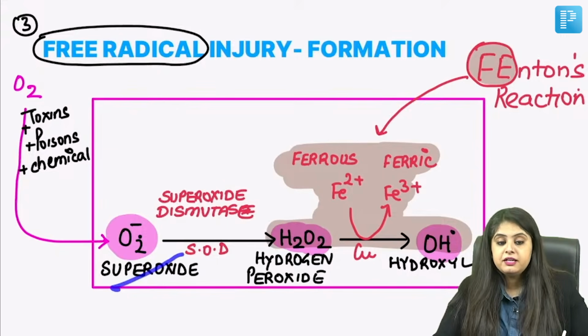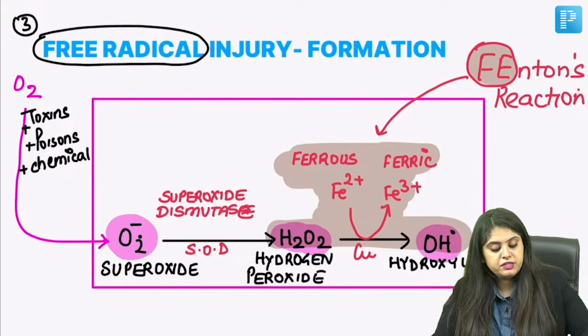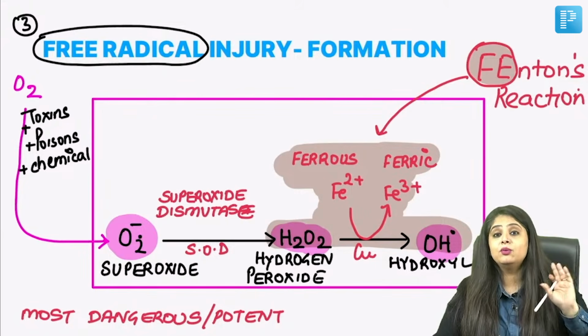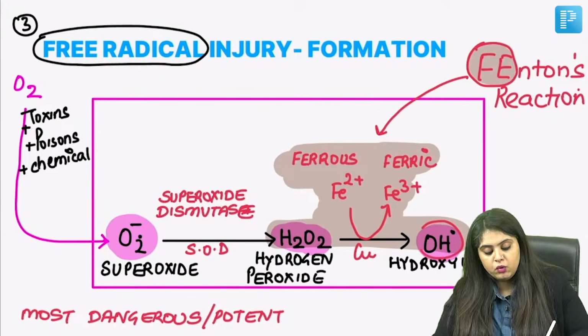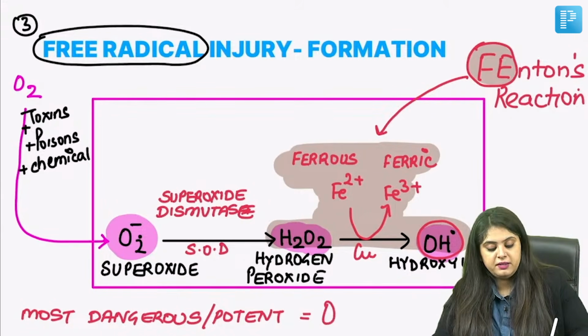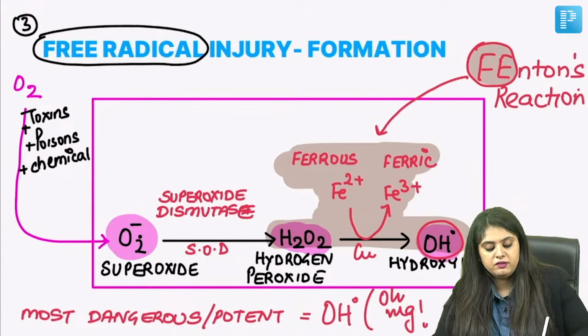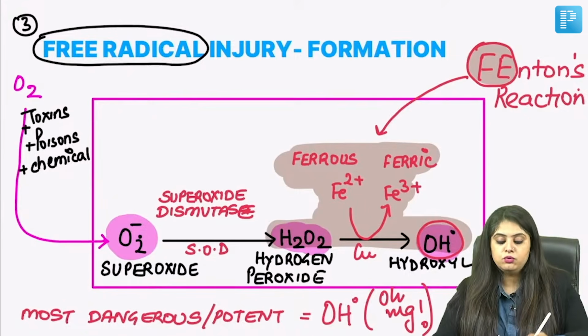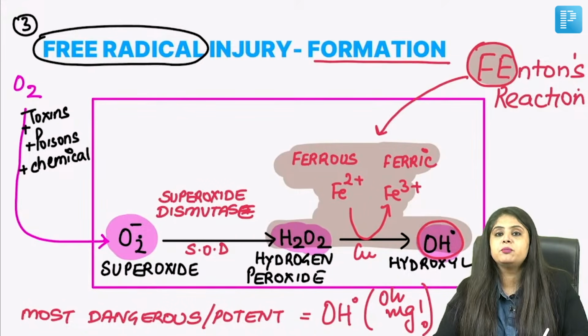Now, 3 free radicals are formed. Tell me which is the most dangerous. Which is the most dangerous free radical or the most potent? Meaning, who causes maximum damage? Oh my God, very deadly. The oh my god deadly one has it in its name. The hydroxyl one is going to be the oh my god one. Very, very deadly, very, very potent. The free radical is formed. You know how to make a short note if free radical formation comes.